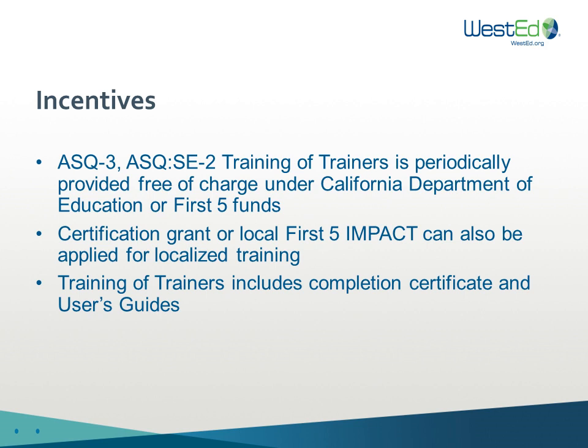And certification grants through the Department of Education that would focus funds on developing certification and required elements of the quality count rating matrix can be obtained through local entities. And also local First 5 impact funds can be applied for to support localized training. And First 5 Impact is a large-scale training and technical assistance project funded through First 5 that supports multiple elements of the QRIS. So screening is one component and a relatively smaller component of that project, but it does reach across all of the QRIS elements. And across both those funding sources, the training of trainers has included completion of the certificate and the user's guide.